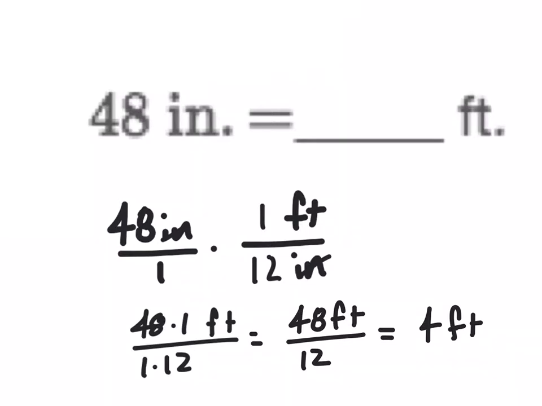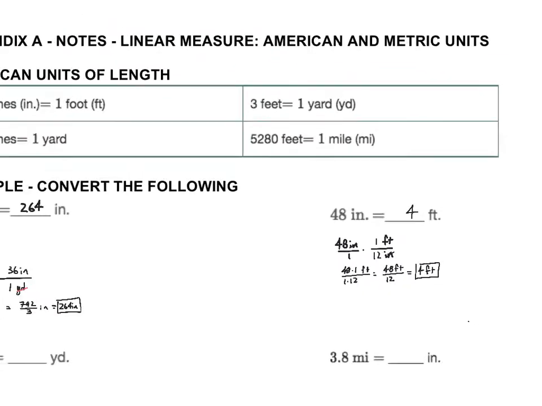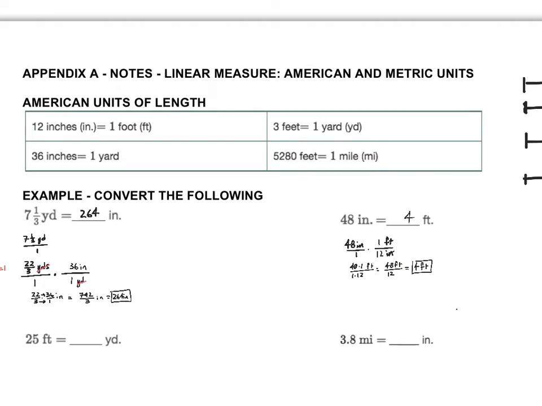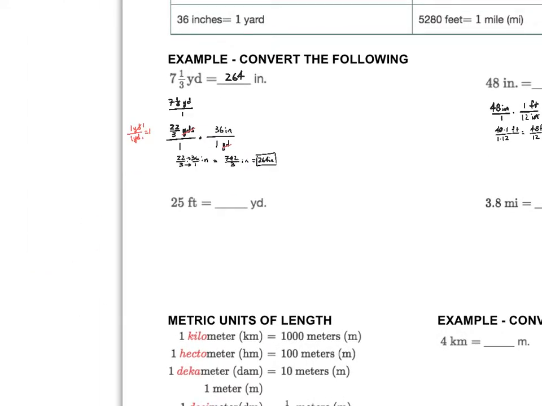Now you're probably asking yourself, hey, I can probably do that in my head, and I get 4 feet just by taking 48 and dividing it by 12, because there's 12 inches in a foot. Okay, that works. That's totally fine. However, I do want you to be able to show your work on this because they do get a little bit more confusing. Okay, let's take a look at the next one.